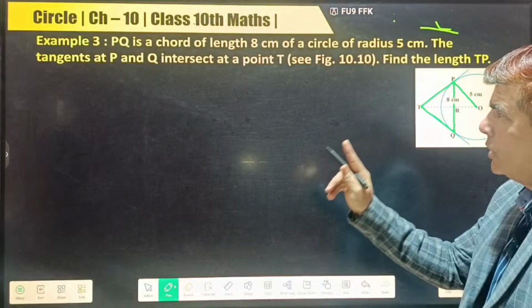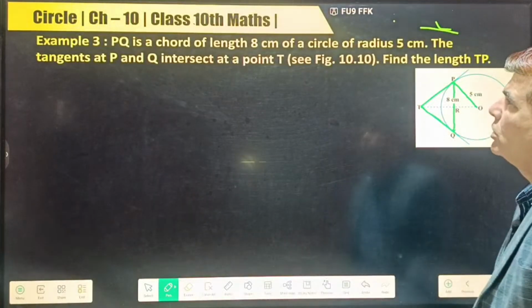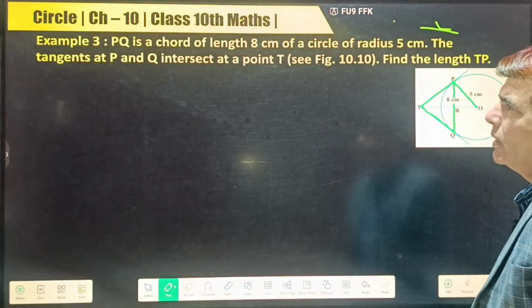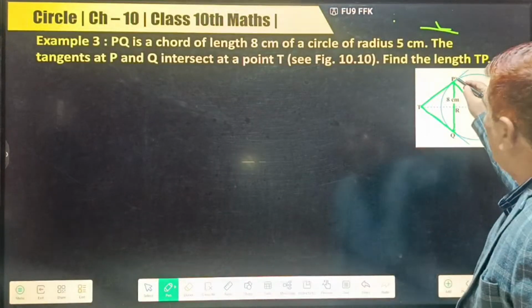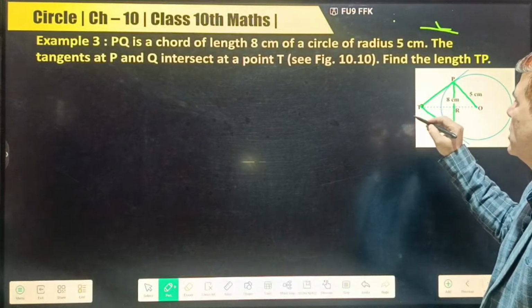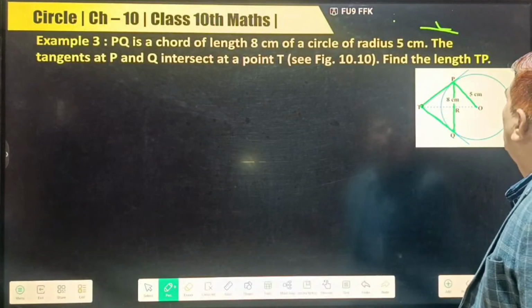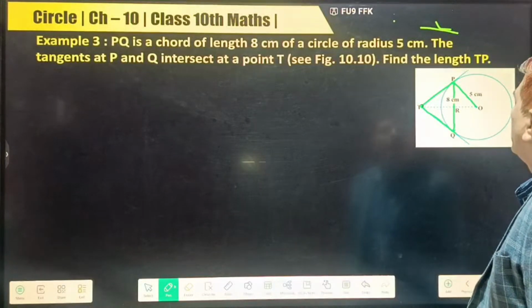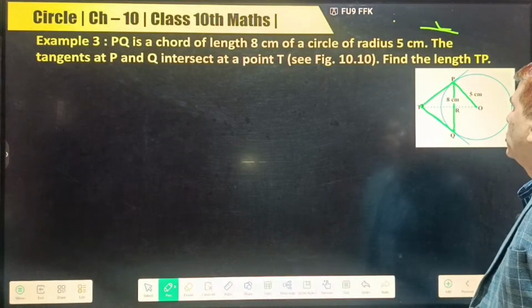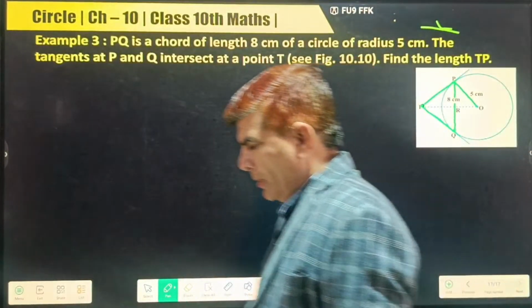So PQ is a chord of a circle of radius 5 centimeters. The tangents at P and Q intersect at point T. T is the common point lying outside of the circle. Find the length of TP. What do you have to find out? TP.